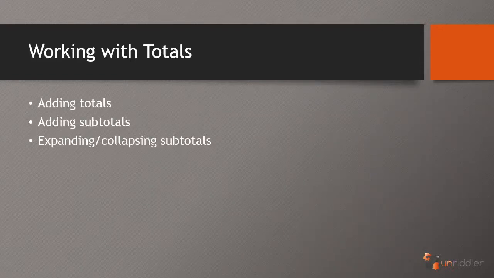We'll be discussing in this section how we work with totals. In some cases, we may only need a simple total, and this would be a total for the entire data set that we're looking at in the ALV grid. But there will be times where we want to add subtotals based on other columns, and we'll see how to do that. And we'll also see another feature that I don't see used very often, but is quite handy, and that is the expanding and collapsing of subtotal fields.